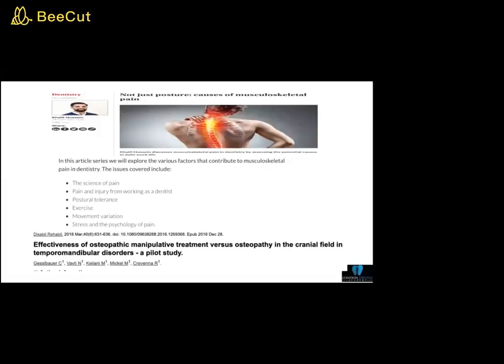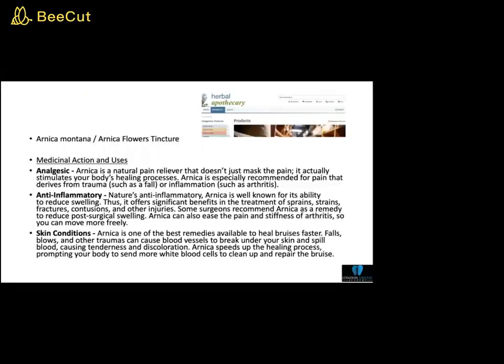And this is Khalil Hussein, who's an osteopath, and he's written a nice paper in Dentistry. Again, it was written mainly about us as dentists facing problems because of the way our posture is, but this can be used very successfully, so liaising with other practitioners in this holistic care for our patients. Arnica, I've already talked about it. Analgesic, anti-inflammatory, skin conditions, the different places you can get it from. The more natural, the better.